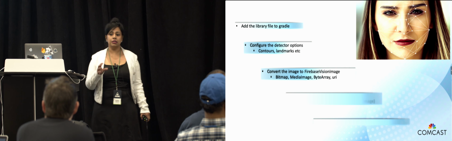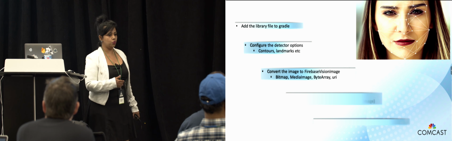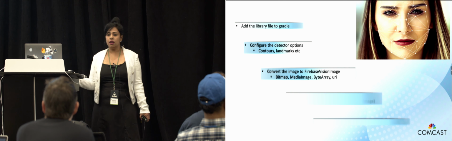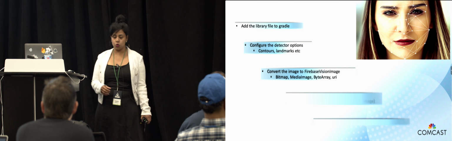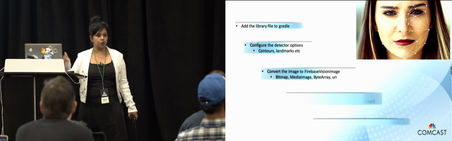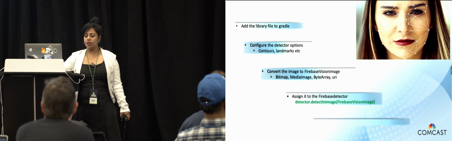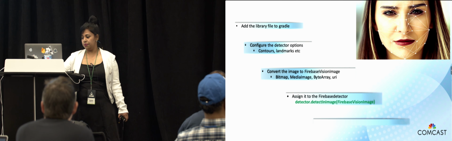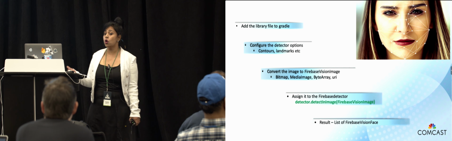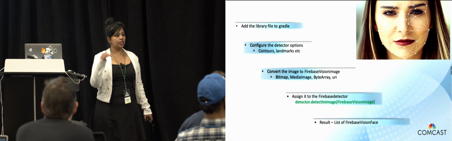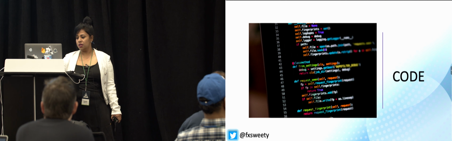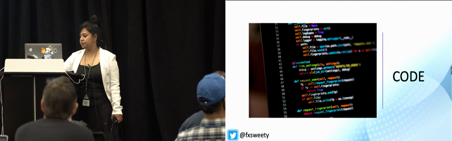Next, you convert the image. You can take any sort of image as a bitmap, a byte array, or a URI, and convert it to a Firebase vision image, because the detector will only take a Firebase vision image. So you always have to convert it to a Firebase vision image, and then you give it to the detector. Once it detects, it's going to give you a list of Firebase vision face objects. With that, you can see which faces have been recognized in the response. Let's look at a sample code.